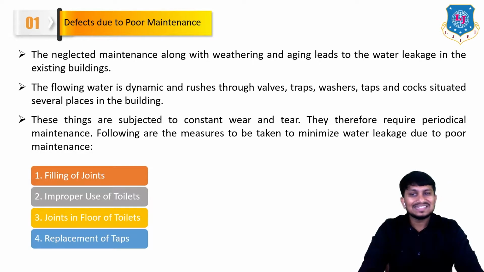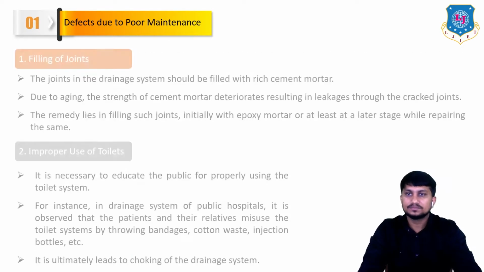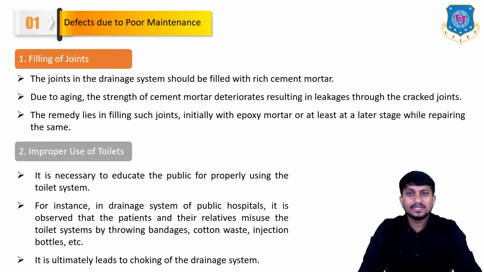So let's see all these measures one by one, starting with filling of joints. The joints in the drainage system should be filled with rich cement mortar. Due to aging, the strength of cement mortar deteriorates, resulting in leakages through the cracked joints. The remedy lies in filling such joints initially with epoxy mortar, or at least at a later stage while repairing the same. So the first way to reduce the water leakage is filling of joints.